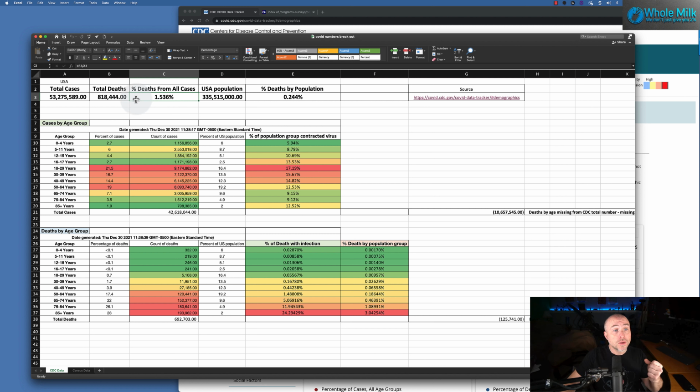1.53%. So if you get COVID, you have a 1.53% chance of dying of COVID. That's any age group, all age groups, that's what it is, 1.53%. Then, let's take a look at the U.S. population. U.S. population numbers pulled off of the census data.